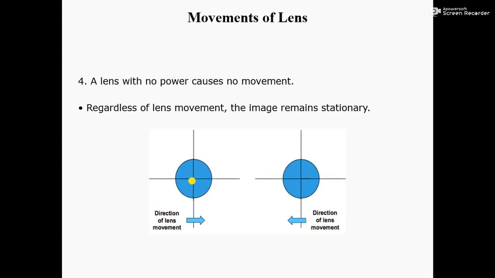Next, number 4, a lens with no power causes no movement. Regardless of lens movement, the image remains stationary. Here, after moving the lens right side, left side, up and down, if the object's movement is absent, then there is no power.